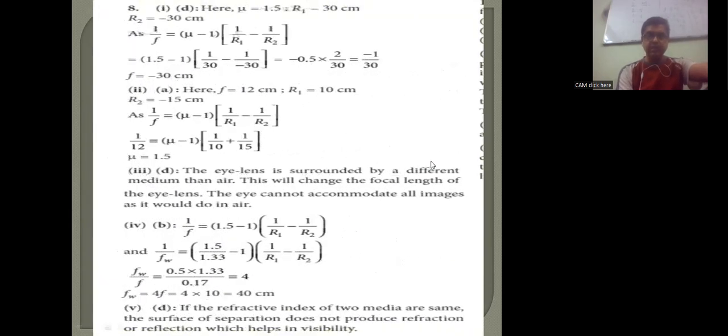Now student, apply the lens maker equation: 1 by f equals (mu minus 1) into (1 by r1 minus 1 by r2). Use the given data, that is 1.5 minus 1, 1 by 30 minus of minus 1 by 30. You will get the focal length as minus 30 centimeters. Now come to the second one.